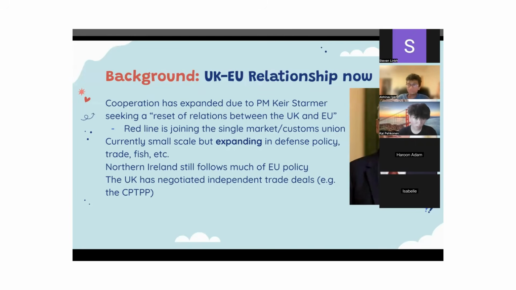Northern Ireland right now still follows much of EU policy, which could open the ground up to a lot of Ireland arguments I've seen being cut on this topic because they're already following the EU right now. And then finally, the UK has negotiated independent trade deals, for example, the CPTPP, which is a big trade deal in the Indo-Pacific region. I believe it consists of 11 countries. It's a pretty big deal. So as you're going to see later on, the fact that the UK can negotiate independent trade deals is going to be really key, especially for other stuff on the neg ground.